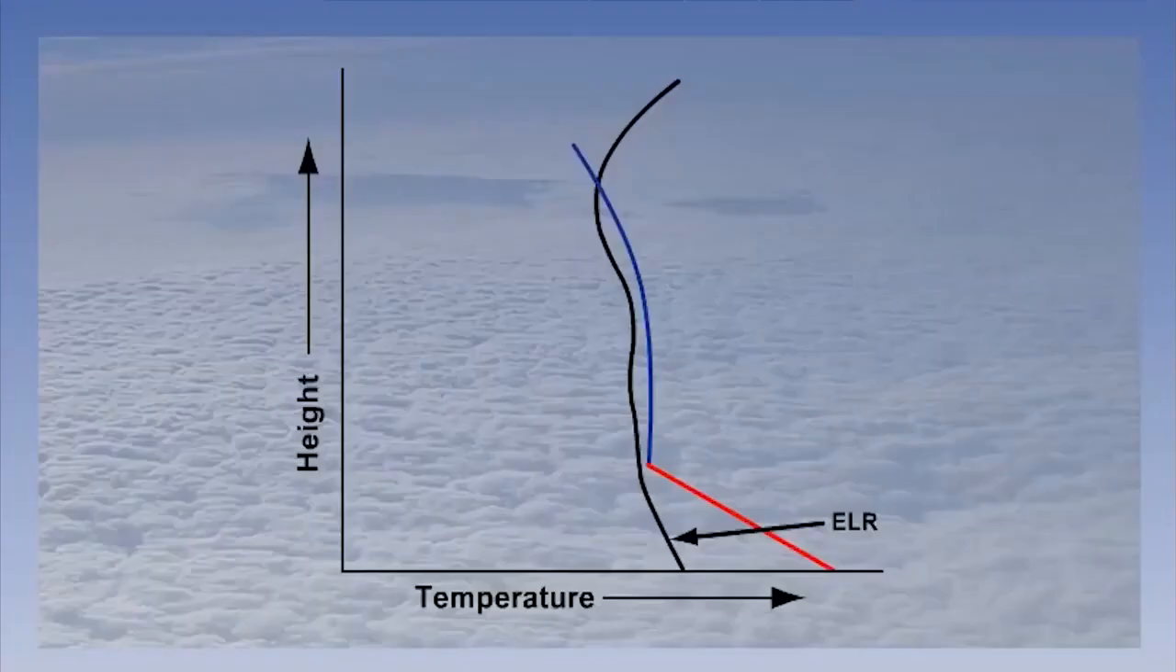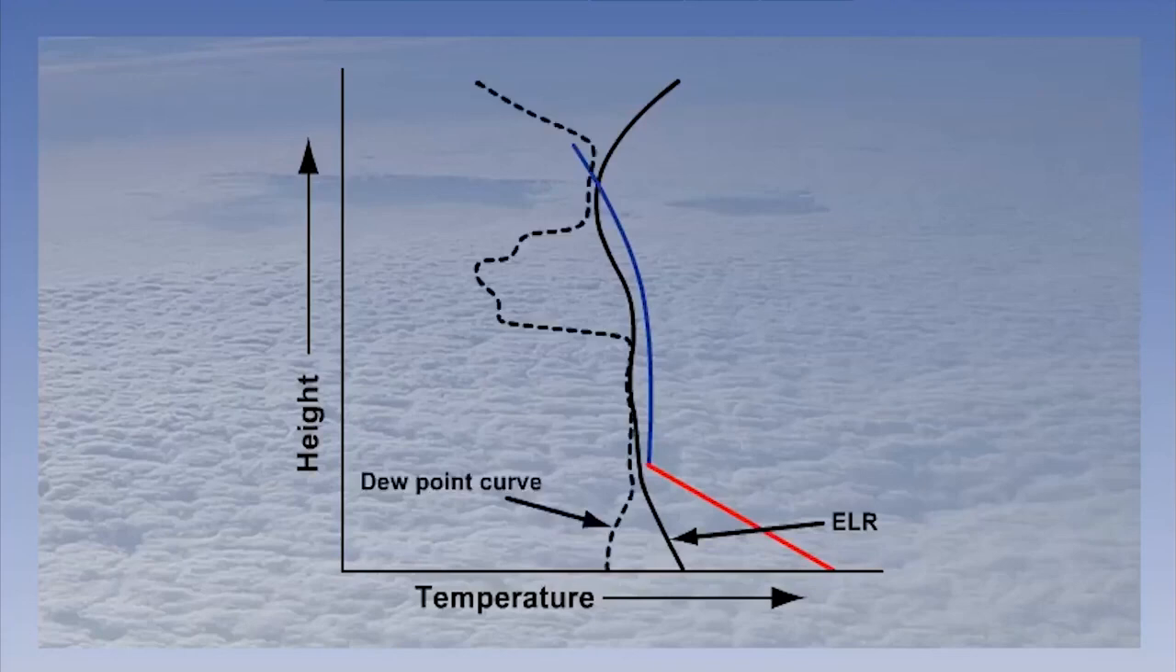Let's consider our temperature-height graph again. If, on our graph, we introduce another line, called the dew point curve, to go with the ELR, or environmental lapse rate, it might look something like this. These two curves together show us how moist the air is, and are typical measurements that are taken by a weather balloon. If they are close together, the atmosphere is very humid.